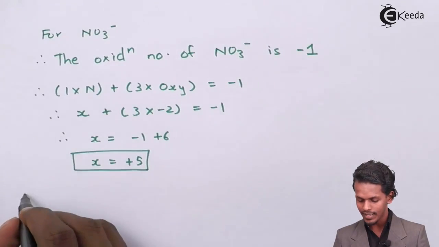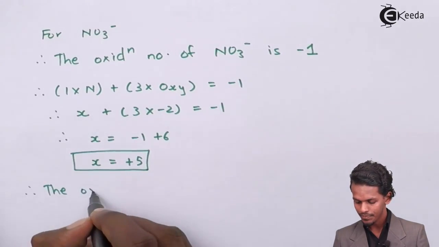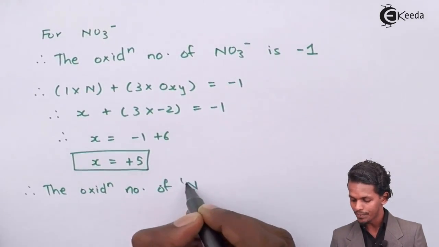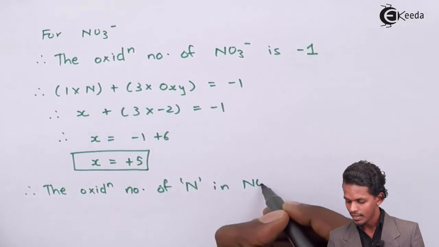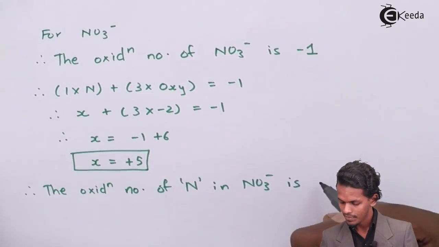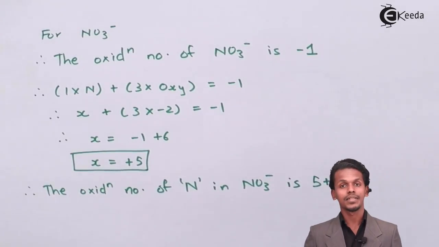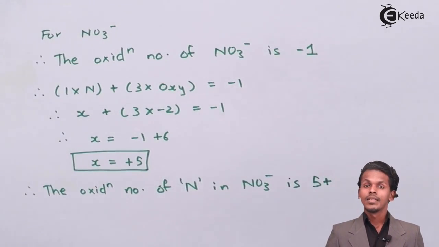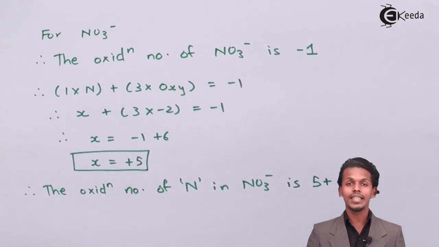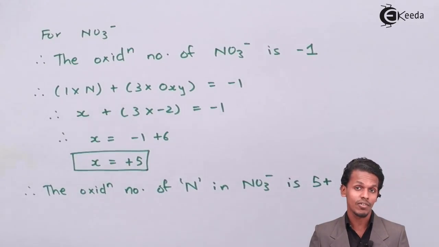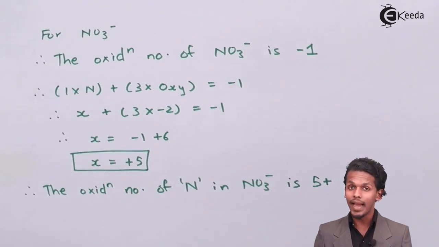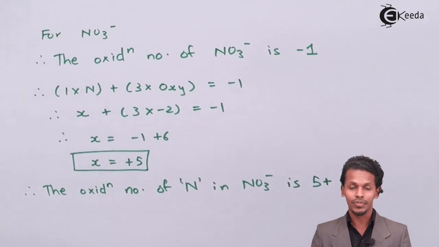And ultimately we could write the answer as: the oxidation number of nitrogen in this nitrate ion is 5 plus. So the reactants have been completed. We have determined the oxidation state of the reactants, but the products are also remaining. So we are now heading towards the determination of the oxidation states of the atoms present in the product molecules.